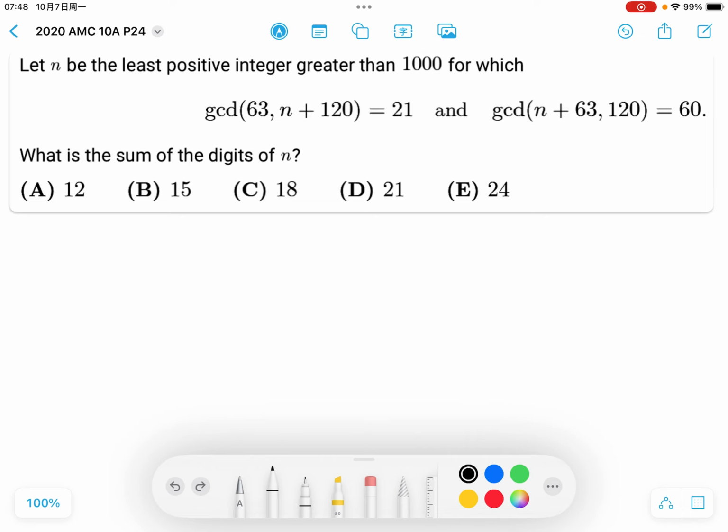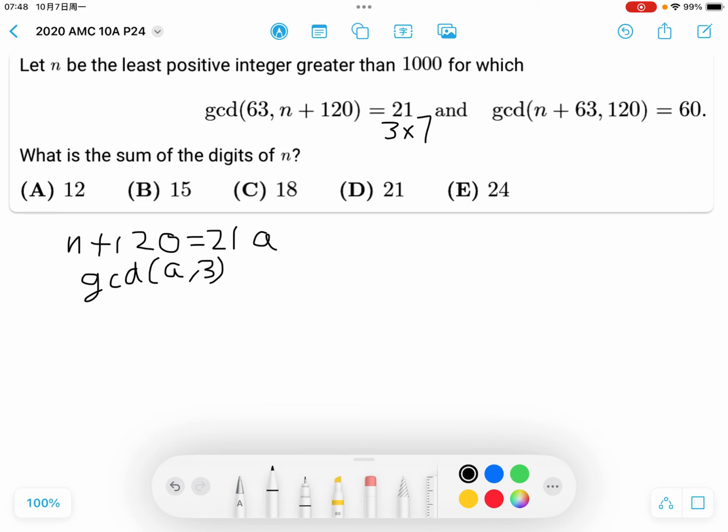Let's first do a GCD analysis. So we know that 21 is 3 times 7. That's just like basic times tables. This means that n plus 120 must be some multiple of 21. Let's just call that something a. Now notice that a is not divisible by 3, so the GCD of a and 3 is 1.